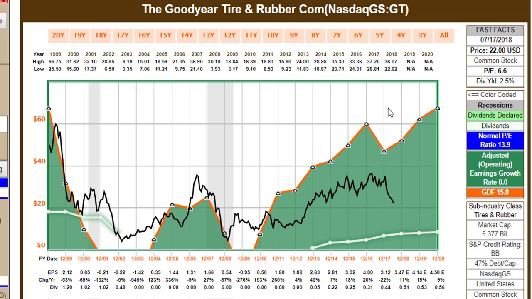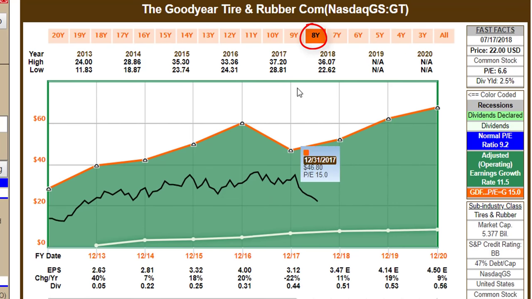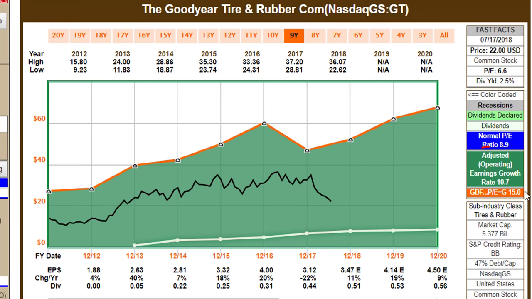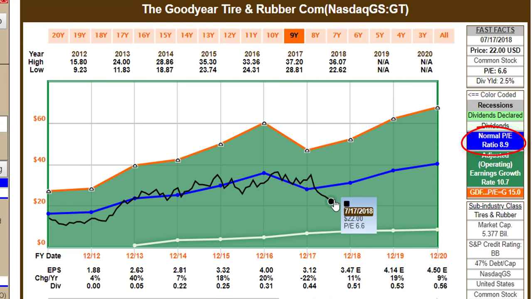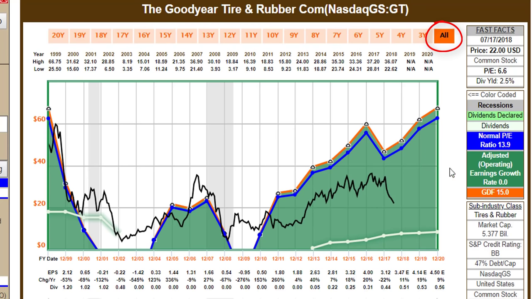Now, as I change time frames here, you're also going to see a difference. If I drop this to an 8-year graph, or let's go 9 years and see what we get. We get 11% growth, and we get a company whose stock price kind of tracks that growth. But I want you to notice that the market normally values this stock at about an 8.9 PE, or at least has since 2012. If I go out longer term, you see a normal PE of 13, but that includes some of these overvalued situations.